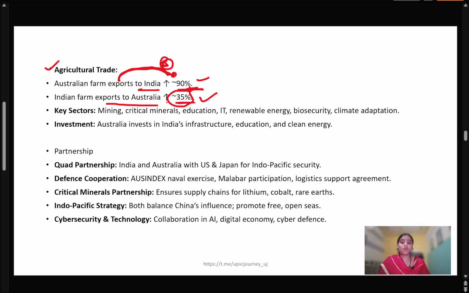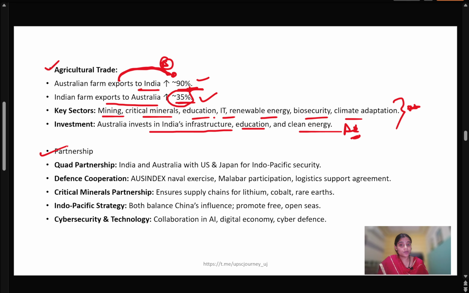Talking about key sectors in which both countries have a strategic partnership: mining, critical minerals, education, IT, renewable energy, biosecurity, and climate adaptation. All these are the key factors on which India and Australia are working. Talking about investment, Australia invests in India's infrastructure, education, and clean energy. So these are the key points where India and Australia have a close relationship.